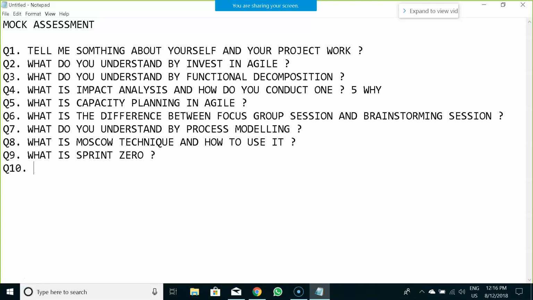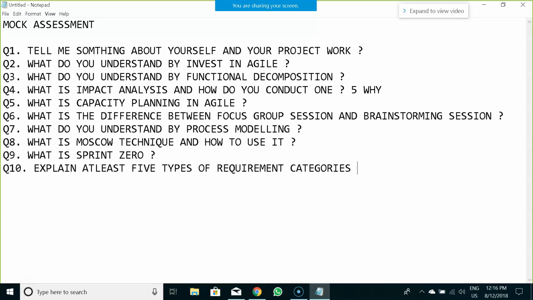Next would be five types of requirement categories. Functional requirements, non-functional requirements, then the business requirements, UI requirements, testing requirements, market requirements. Explain them, what it is.